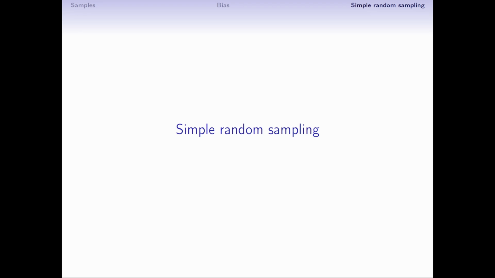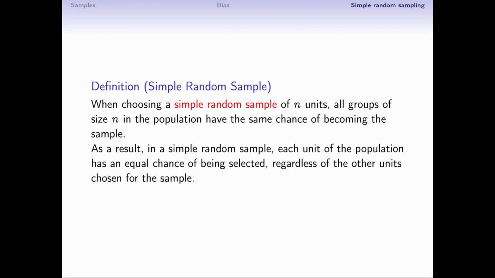All right, so our next and last topic within this section is simple random sampling. And simple random sampling is the chief way that we're going to try to overcome bias. All right. When choosing a simple random sample of n units, all groups of size n in the population have the same chance of becoming the sample.